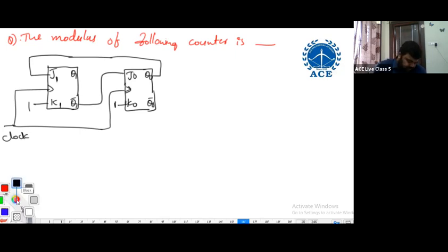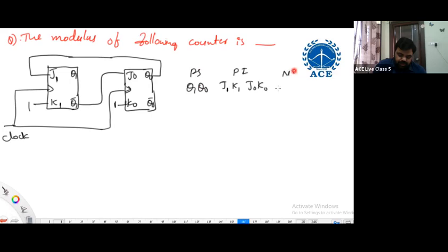Q1, Q0 is the present state. Present inputs, what are they here? J1, K1, J0, K0, and then the next state of Q1, Q0. What is J1 connected to? Q0. K1 is connected to 1. J0 is connected to Q1 bar, and K0 is connected to 1. Start with initially 0, 0. Then what do we get here? Q0 is 0, K1 is 1, Q1 bar is 1, K0 is 1.